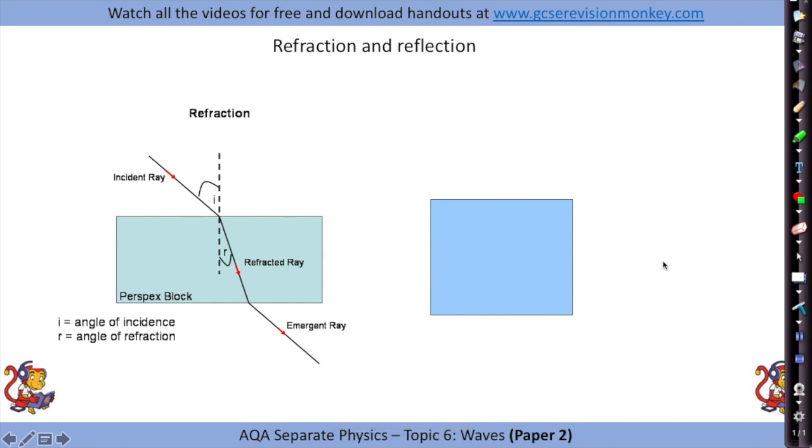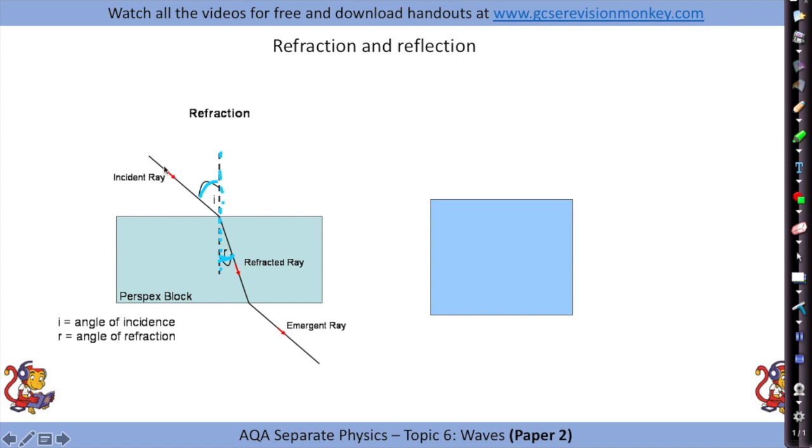Okay, so refraction and reflection. So this should be an image burned into your memory of a ray of light going into a block. And again, we're going to draw that normal 90 degrees to the surface, and it can even go into the block. Our angle of incidence is again drawn between the incident ray and the normal. Our angle of refraction is drawn between the refracted ray and the normal.